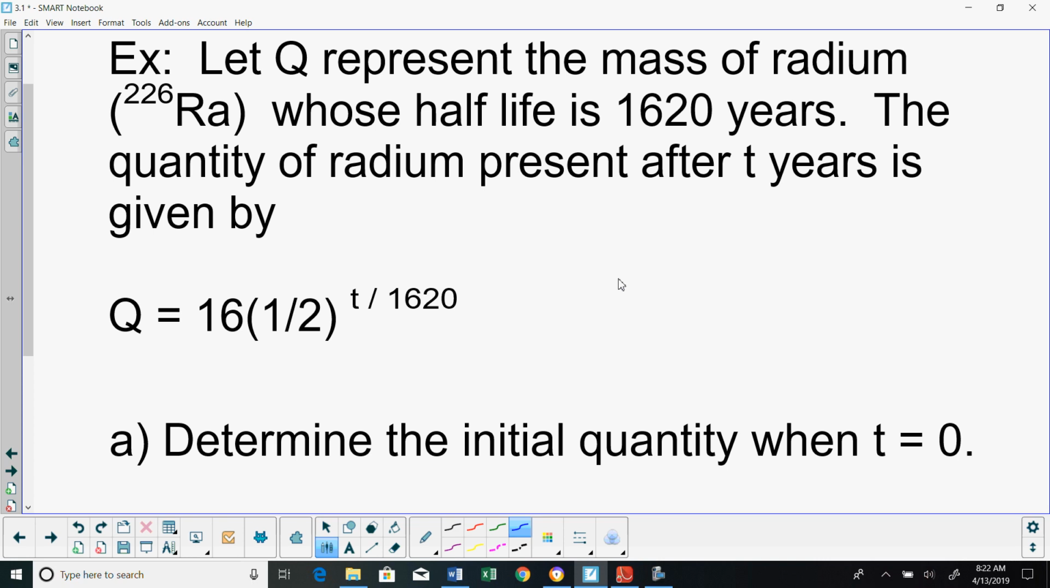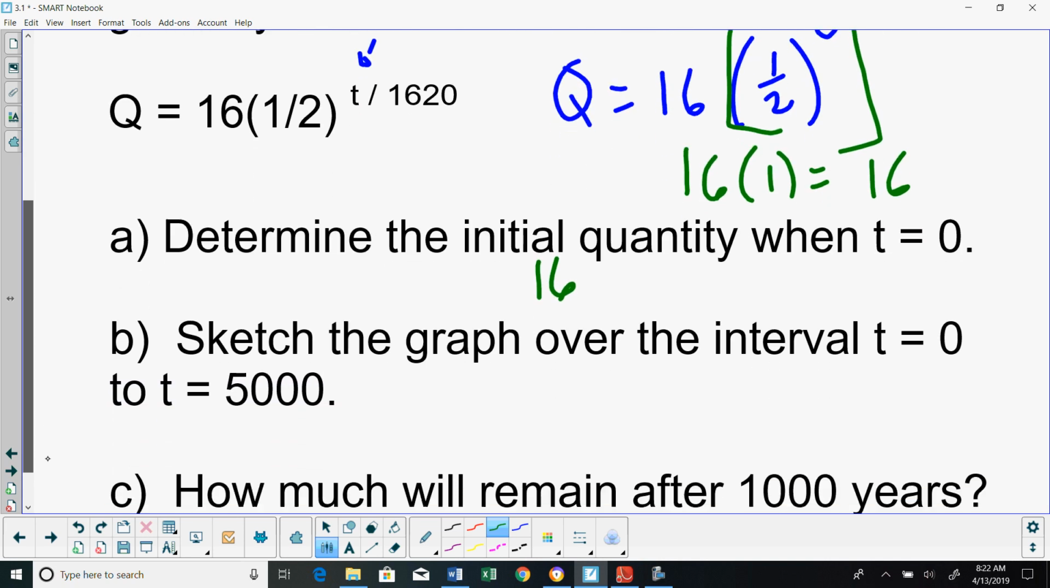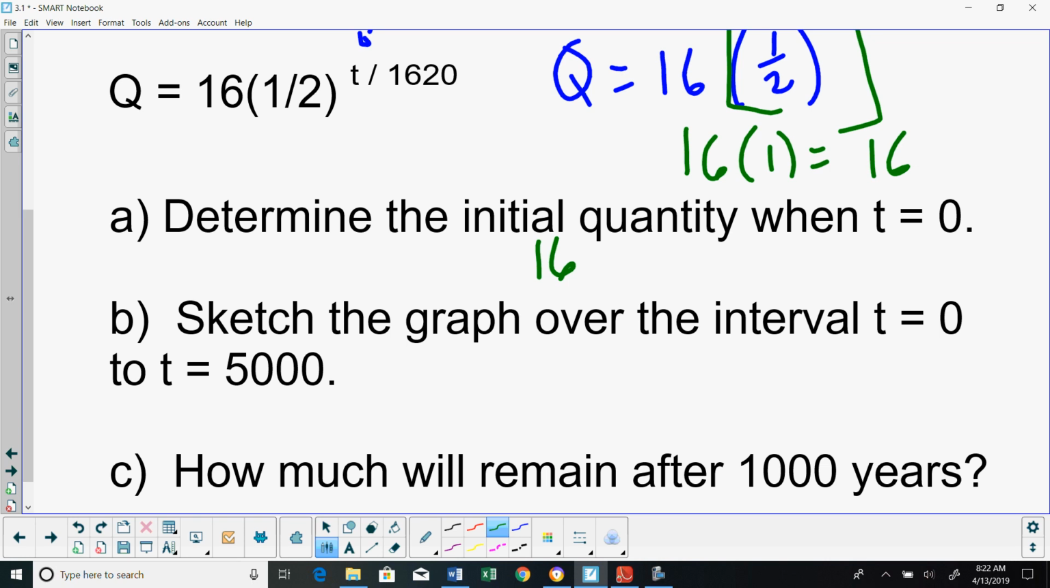And first thing is, let's determine the initial quantity when T is equal to 0. So if I plug in a 0 here, I will get Q equals 16 times 1/2 to the 0 over 1620, which is just 0. Well, I know that 1/2 to the 0, anything to the 0, is just 1. So I get 16 times 1. So the initial quantity was 16, right? I don't know if this is in grams or what. We'll just assume grams maybe. The next thing is sketch the graph over the interval from 0 to 5,000.